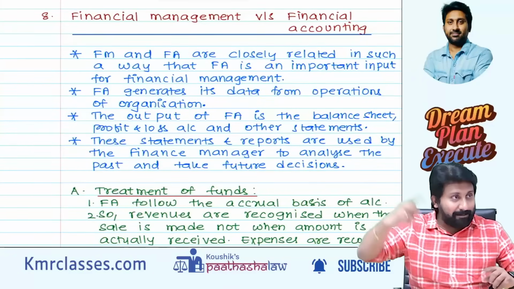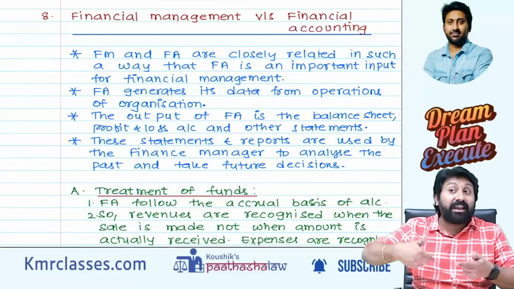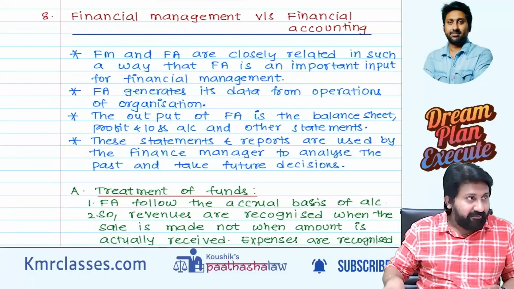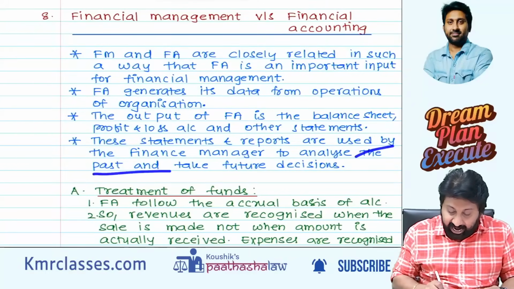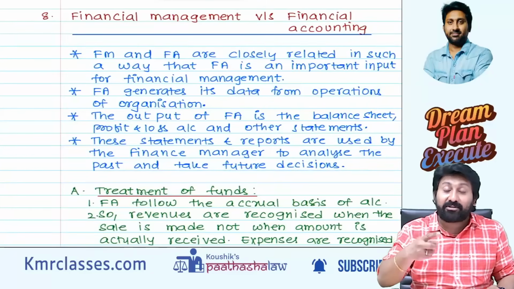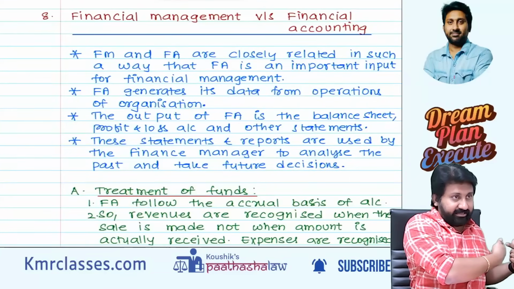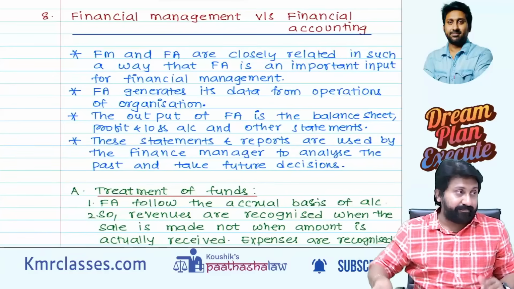Using that balance sheet and P&L, in financial management we will analyze our ratios. So financial management analyzes the past and takes future decisions. FM is all about what? Taking the past into consideration and analyzing the future.